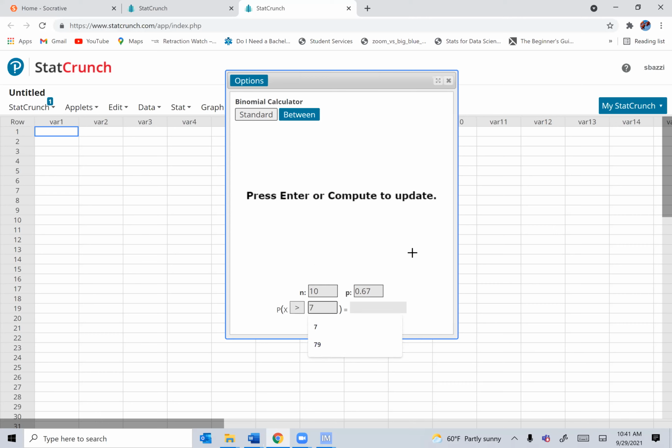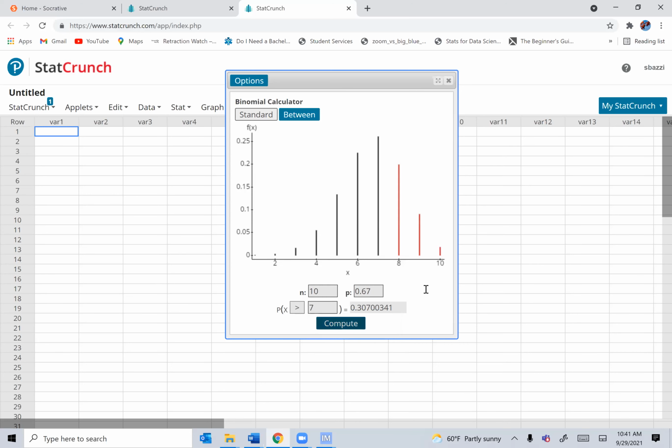And watch, guys. There you go. And look what it did. It did 8. You see what's marked in red is what the calculator took into account here, the 8, the 9, the 10. It found the probability of 8, probability of 9, probability of 10, and added them up.